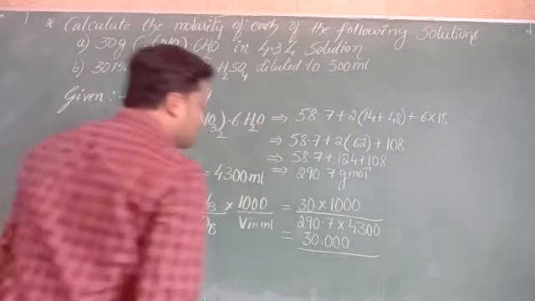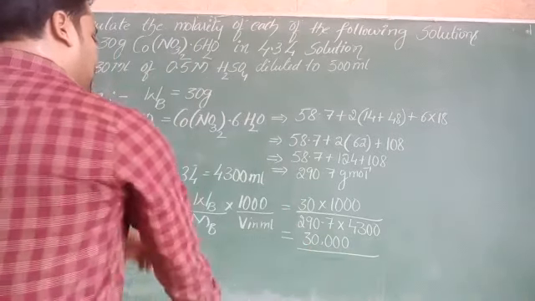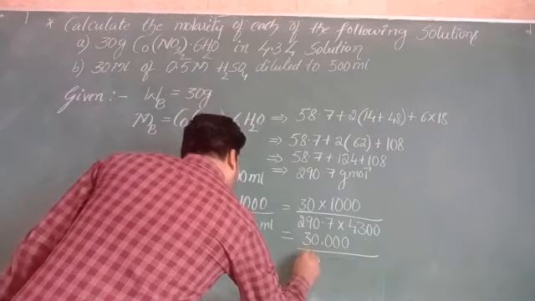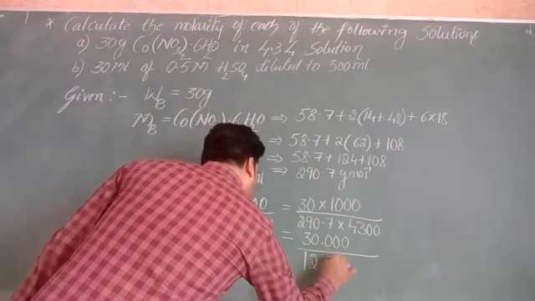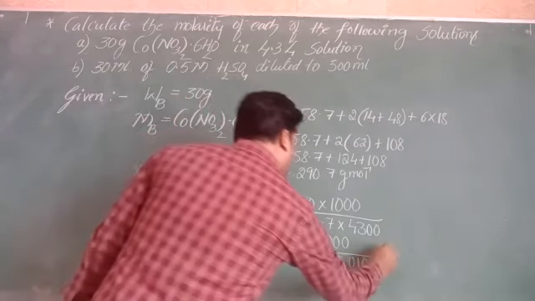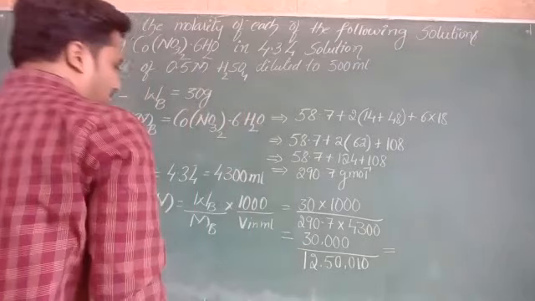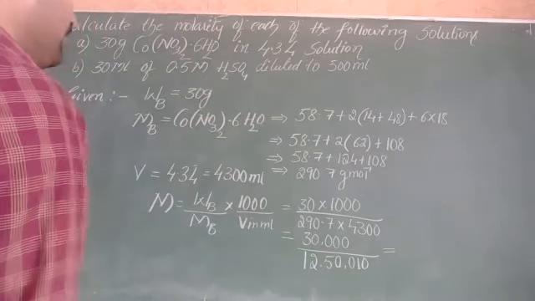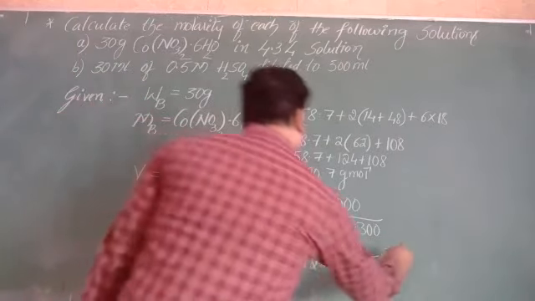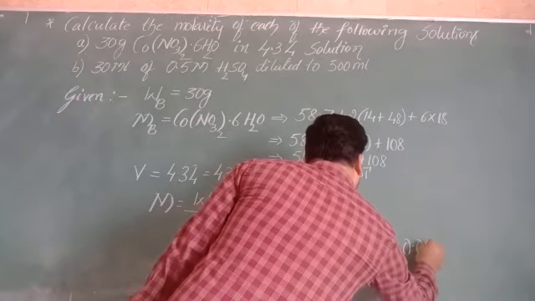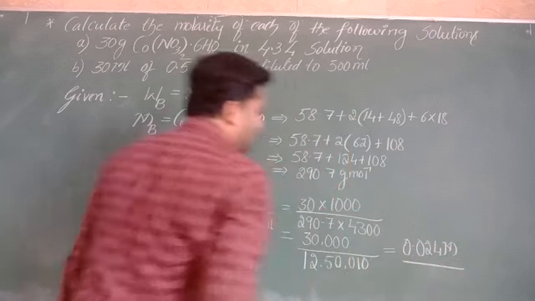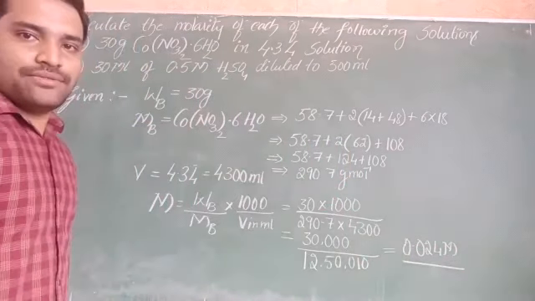Okay, divided by 290.7 into 4,300, it comes around 12,50,010. If you divide 30,000 by 12,50,010, it is 0.024 mole. Okay, so this is the solution for this one.